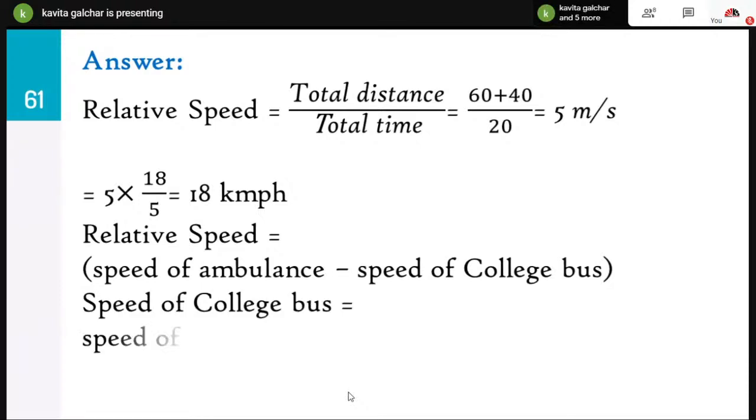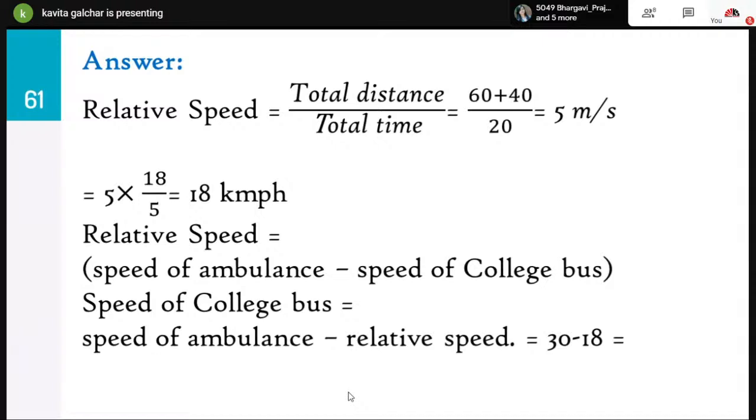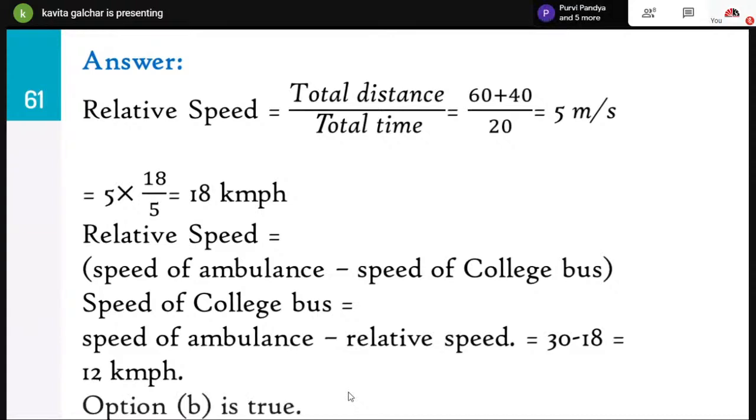Therefore, the speed of college bus is speed of ambulance minus relative speed. Speed of ambulance is given in the question, that is 30, and the relative speed that we have calculated is 80. Therefore, you are getting 12 kilometers per hour. See the next one.